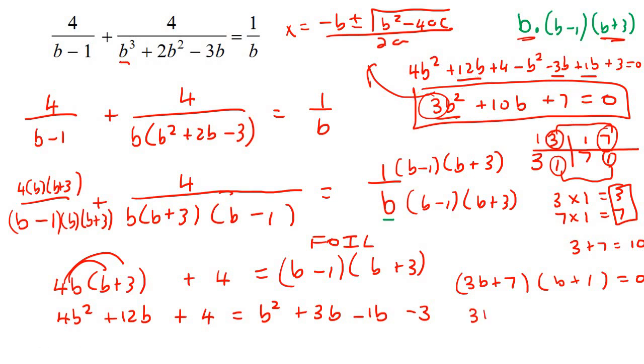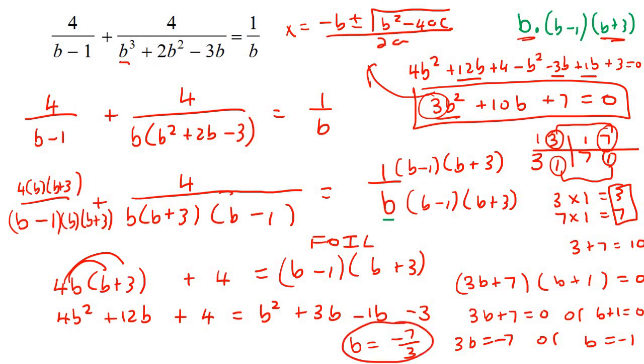So then we can say 3b plus 7 is equal to 0, or b plus 1 is equal to 0. And so if you had to solve this one, you'd get 3b is equal to negative 7, or b is equal to negative 1. If you had to solve this by dividing by 3, you would find out that b is equal to negative 7 over 3. So there's the two answers, negative 7 over 3 and negative 1.